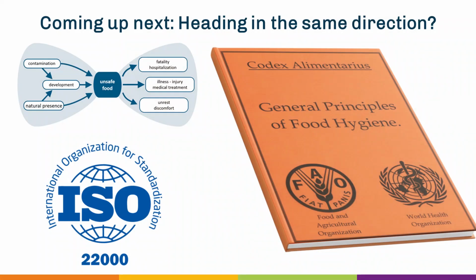When we look at presentation number 3, we will look at ISO 22000 and the food safety bow tie, together with the general principles of food hygiene. And the big question will be, are they heading in the same direction? But that we will discuss in part 3.